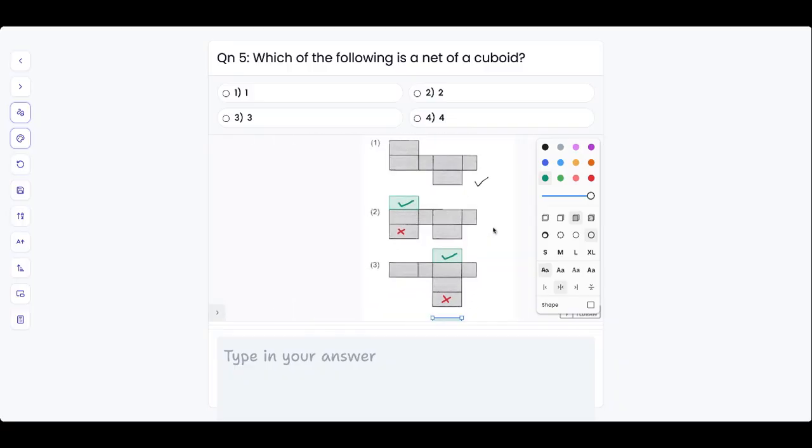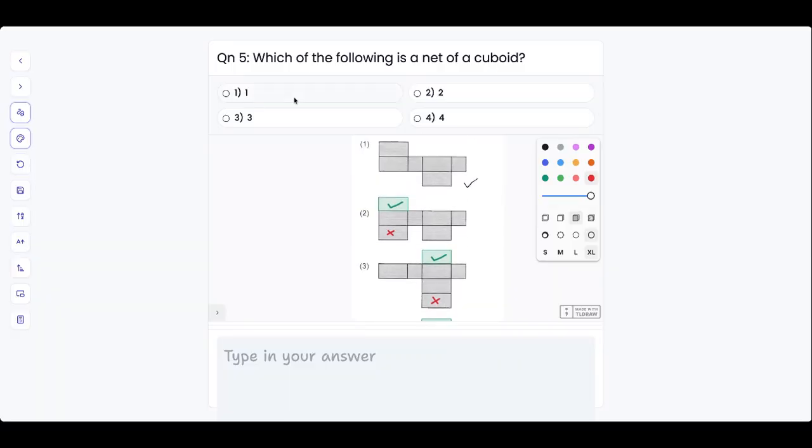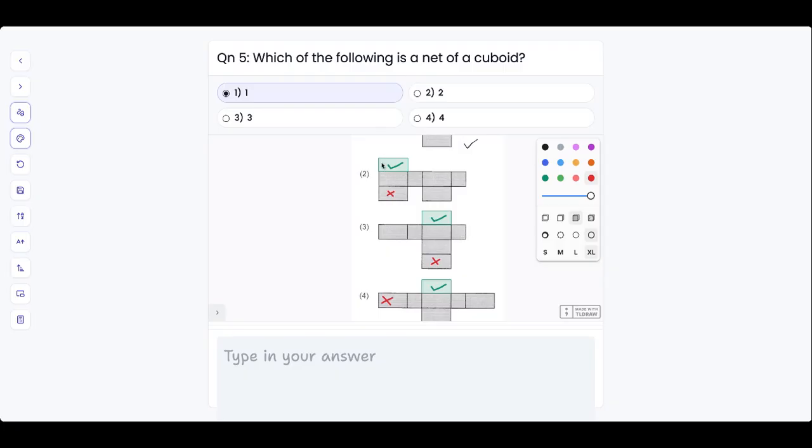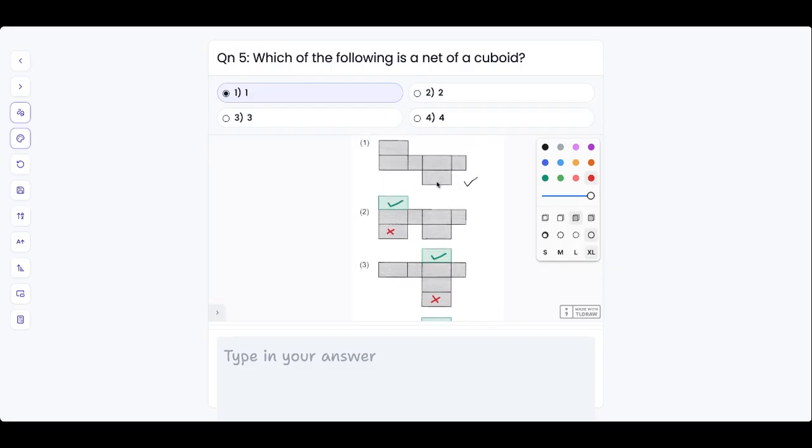All right, and that's it. So that's the answer to this question. So option number 1 is the correct one. So make sure that on the opposite sides, there's only 2 rectangles in this case. All right, that's it. Let's move on to the next question.